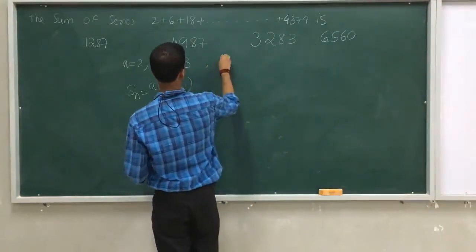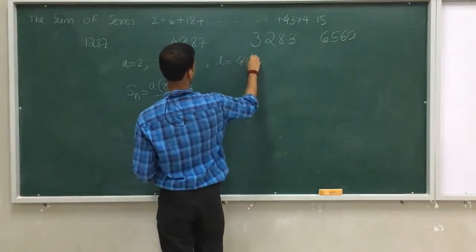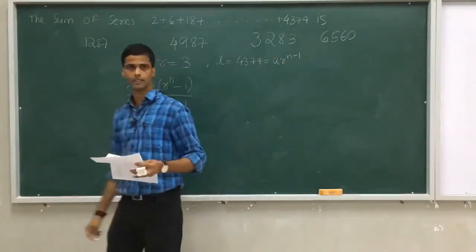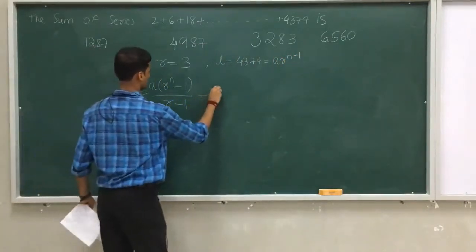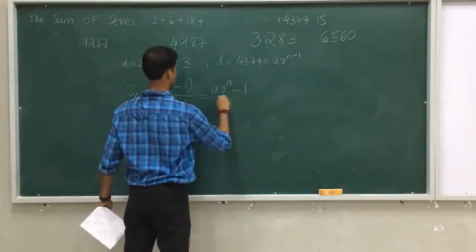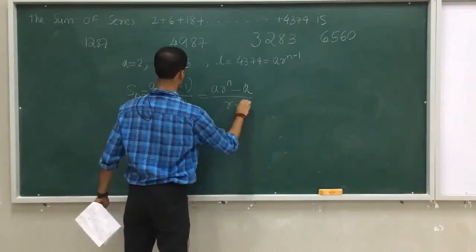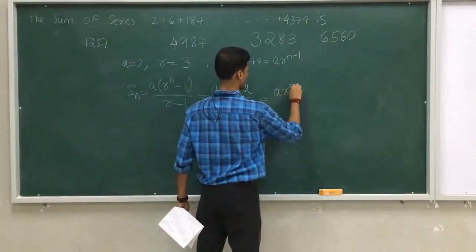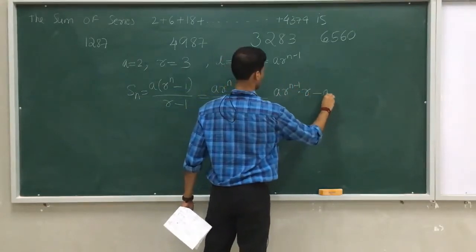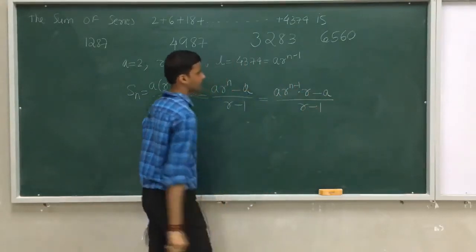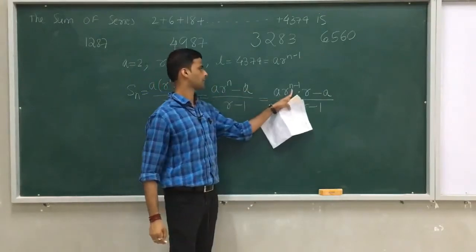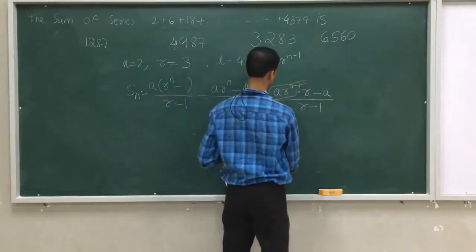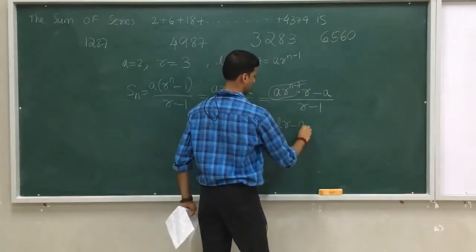We know that the last term is 4374, right? And the last term of a GP is a into r power n minus 1. So I'll write this as a into r power n minus 1 upon r minus 1, because I multiply by r. Now I can write this as a into r power n minus 1 into r minus a, by r minus 1. Am I right? Because I can write r power n as r power n minus 1 plus 1, so the minus 1 plus 1 get cancelled. I know that this is the last term, so I can say this is L r minus a upon r minus 1.